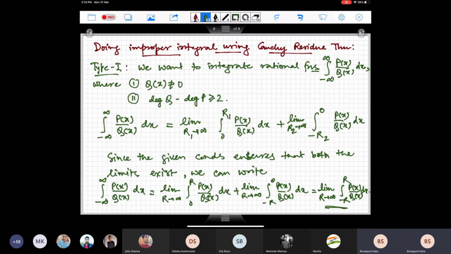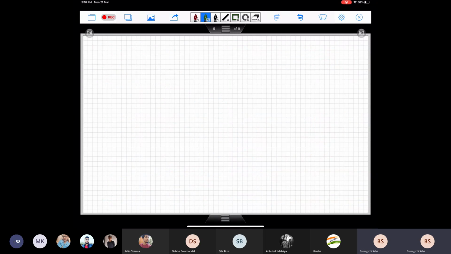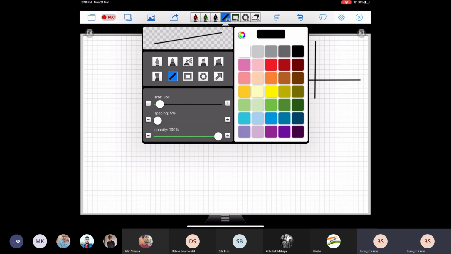Okay, great. So I have to integrate from minus r to r px upon qx dx, and whatever limit comes out, I need to integrate and then take the limit r tends to infinity. Fine. So how do I do this? I'm going to do this using some contour integration. So what's my contour? Let me try to draw this. I'm not good at drawing, but I'll try. So let's say this is my coordinate system. I will change the color.